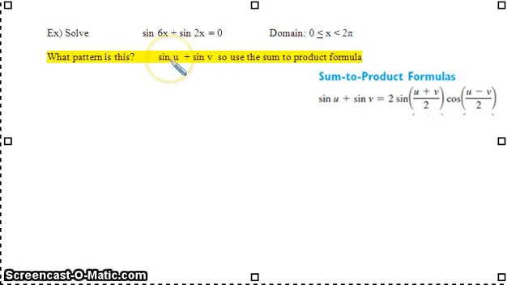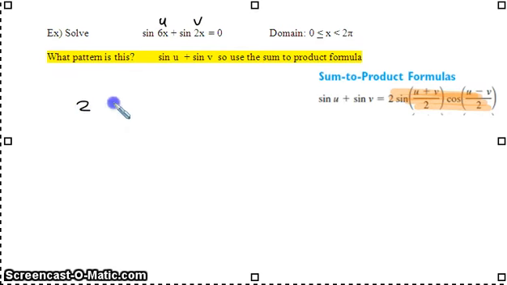So my next thought, instead of using the double angle formulas, is to think about this as a sum to product formula. And the reason for that is because I have the sine of some angle, so let's call it the sine of u, and I'm adding to that the sine of a different angle. And that's what this formula here is showing us how to work with. So I'm going to replace it with all of this, where in this problem the u is 6x and the v is 2x.